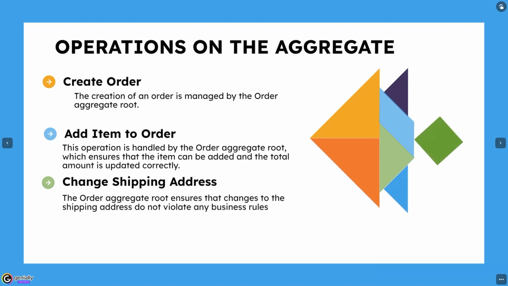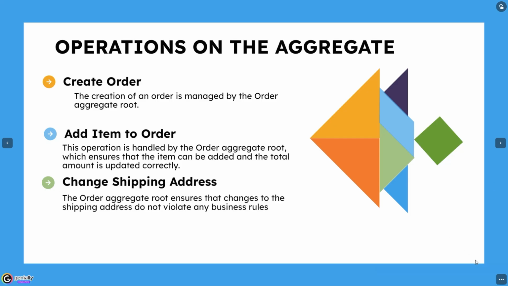So if we take a look at operations on the aggregate, one is create order. The creation of an order is managed by the order aggregate root. And add item to order: this operation is handled by the order aggregate root, which ensures that the item can be added and the total amount is updated correctly. And change shipping address. The order aggregate root ensures that changes to the shipping address do not violate any business rules.